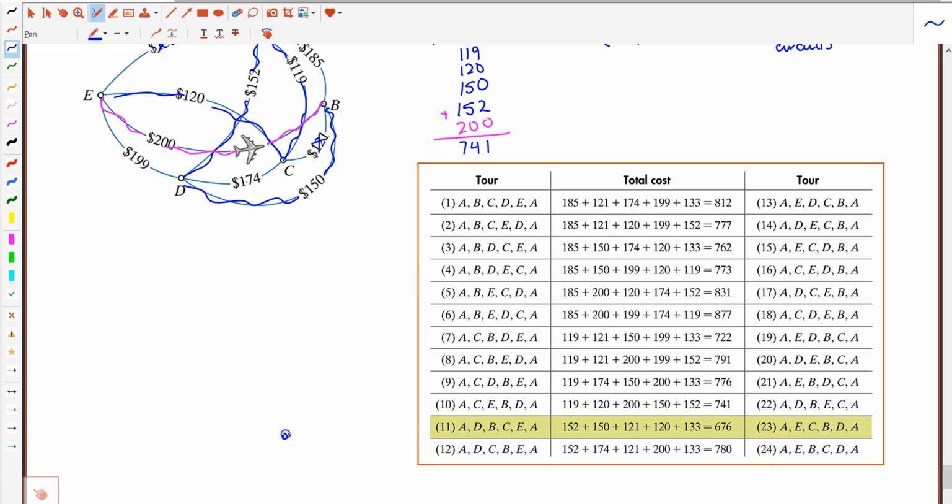Right here we have designated what's going to be the optimal solution to this problem. So the optimal solution will ultimately have a weight of 676. So if you just looked at this graph and tried a couple of them and happened to stumble across this path that has a weight of 676, that's awesome, because you actually did find the optimal solution for that problem.